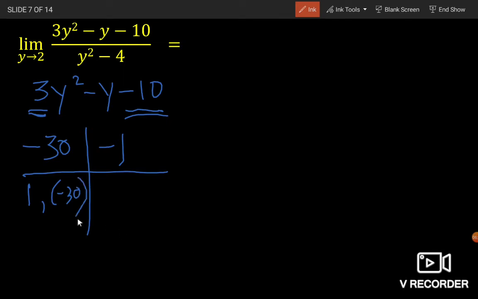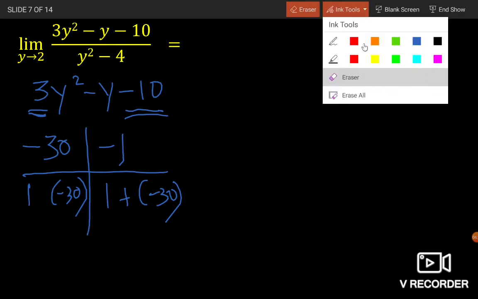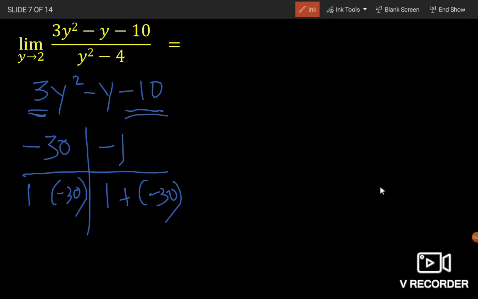If you multiply them, you'll get negative 30, but when you add them, so if I add 1 plus negative 30, you will get negative 29. Obviously, this is not what we want. So just to be clear, let me put a multiplication sign there. Now another, let's try 5 and negative 6, for example.